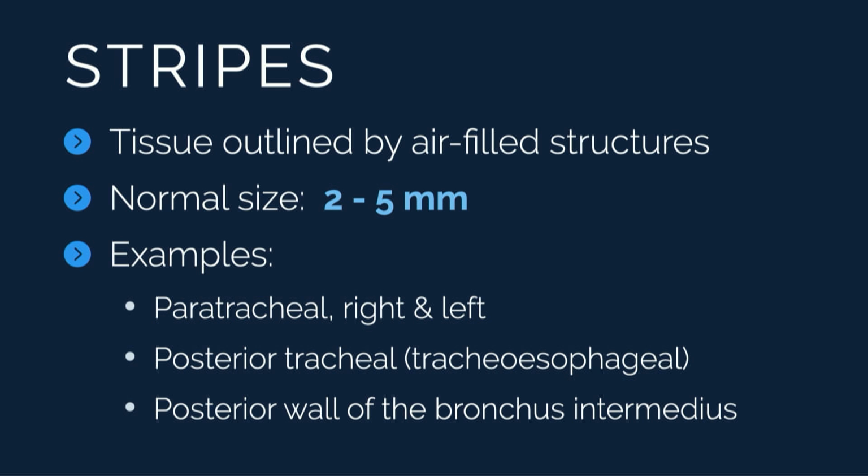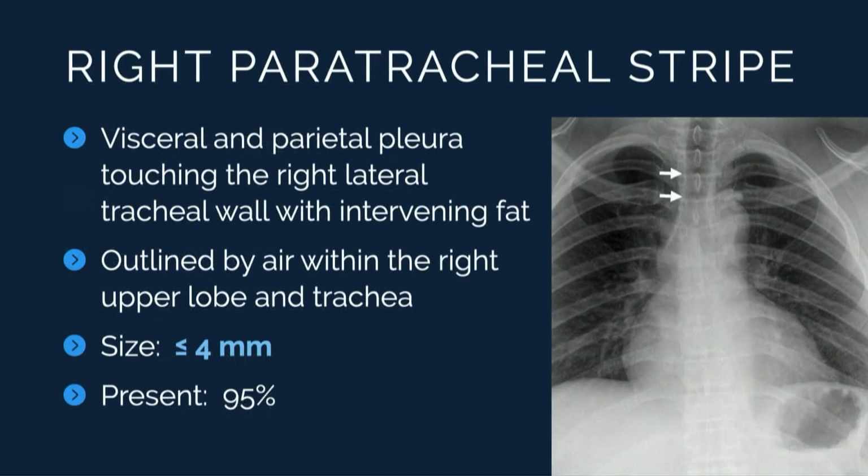And so what are some examples of stripes? Well, we've got our right or left paratracheal stripe, the posterior tracheal stripe, also called the tracheoesophageal stripe or interface. And I use interface versus stripe, and you'll see here in a minute. But the posterior wall of the bronchus intermedius is technically a stripe as well. And so let's talk about some of these.